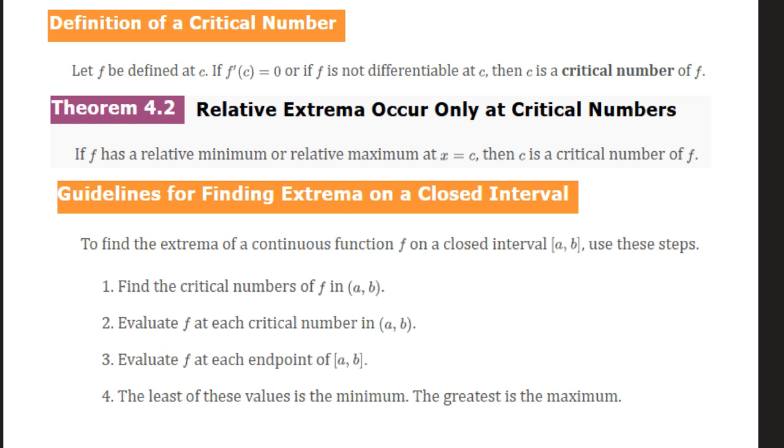Some guidelines to finding extrema on a closed interval. Let's look here. To find the extrema of a continuous function f on a closed interval a to b, use these steps. Number 1, find the critical numbers of your function in the open interval a to b. Evaluate the original function at each critical number in that interval. Evaluate your original function at the endpoints of your interval. So that just means you'll calculate f of a, f of b, and f of any critical number inside your interval. The least of these values is the minimum. The greatest is the maximum.